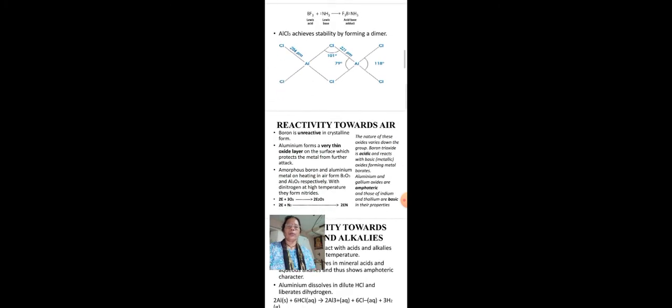Reactivity towards air of these elements: boron is unreactive in crystalline form. Aluminium forms a very thin oxide layer on the surface which protects the metal from further attack. Amorphous boron and aluminium metal on heating in air form B2O3 and Al2O3 respectively, and with dinitrogen at high temperature they form nitrides. Likewise, the reactions are 4E + 3O2 → 2E2O3, and 2E + N2 → 2EN.